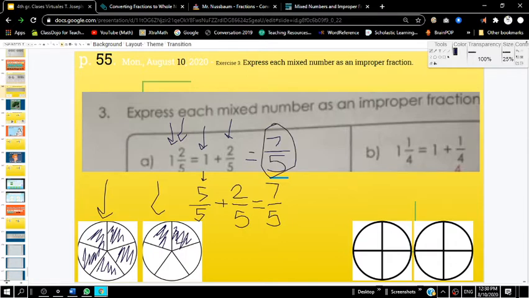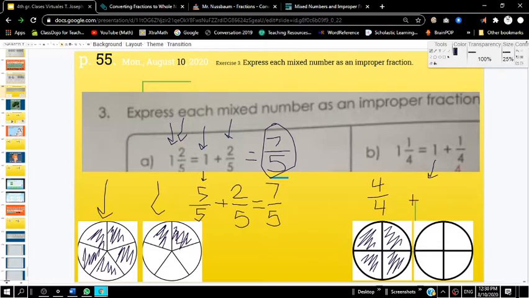All right, let's do letter B. I know that 1 and 1/4 can be separated out into 1 and 1/4. So since we can separate that out, we can also separate 1 into 4 equal parts. 1, 2, 3, 4 equal parts. In other words, this is equal to 4/4. Any number over itself that isn't 0 equals 1.